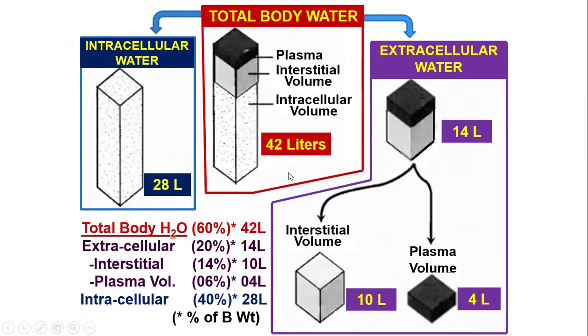So total body fluid is 42 liters. Out of 42 liters, intracellular, the water present inside the cells, contributes 28 liters. Outside the cells, extracellular fluid contains plasma as well as the interstitial volume, which is between the cells, 10 liters and 4 liters. If you add all of these, you will find a total of 42 liters in a 70 kg individual. So this is body fluid.